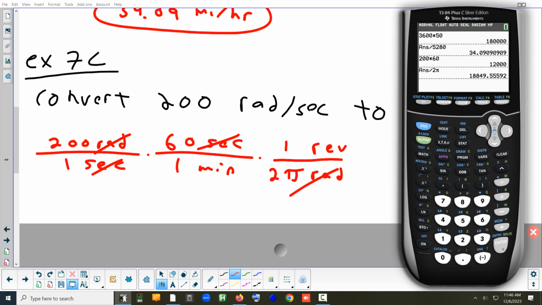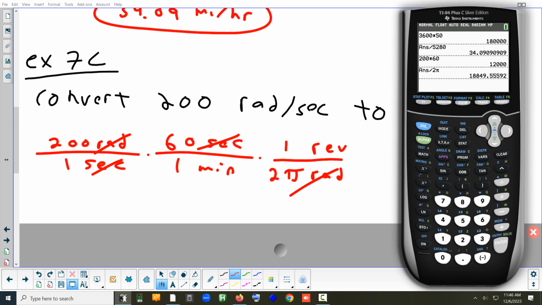Yeah, you need the 2 pi in parentheses. There's no way if I divide 12,000 by 6.28, I'm going to get 18,000. So the calculator took 12,000 divided by 2, got 6,000, and then did 6,000 times 3.14. And that's how it got 18,000. Didn't follow order of operations.